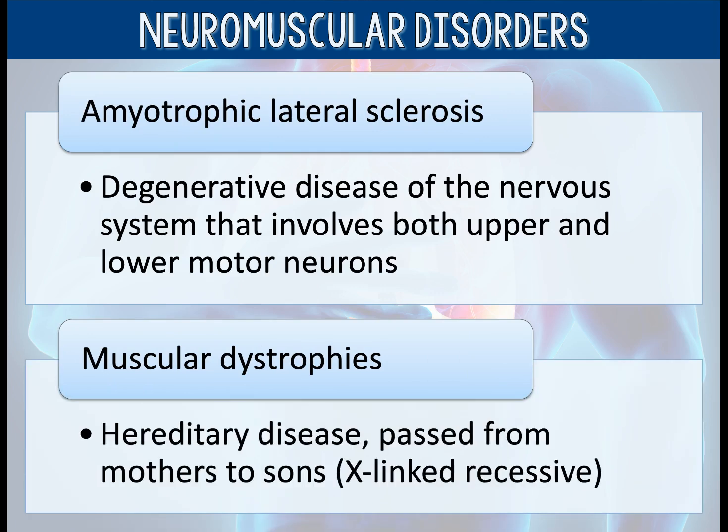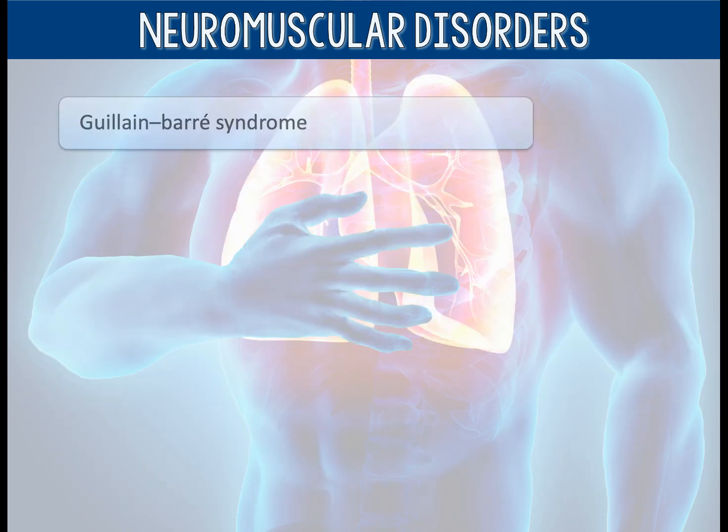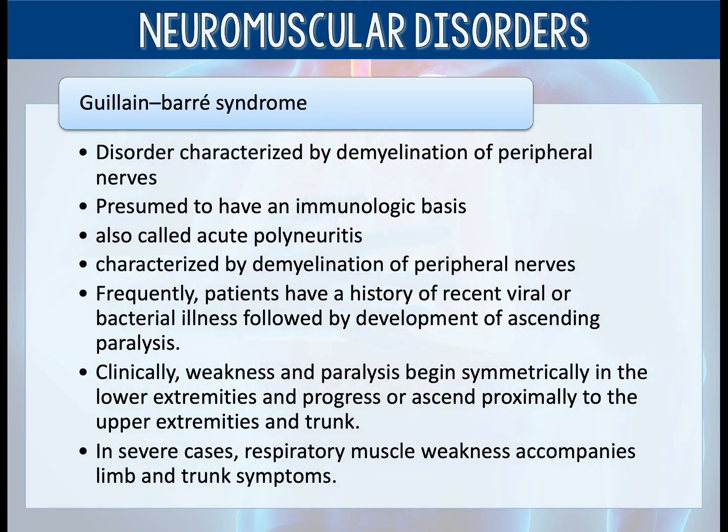Okay. Don't worry about the muscular dystrophies. But know about Guillain-Barré syndrome. This is also called acute polyneuritis. It's a disorder that is presumed to have an immunologic basis, and it is usually from some kind of infection, from Campylobacter jejuni, it's called. But it's characterized by demyelination of the peripheral nerves.